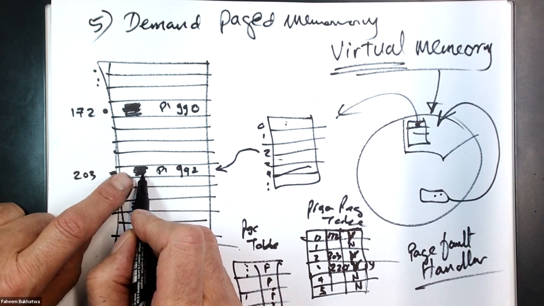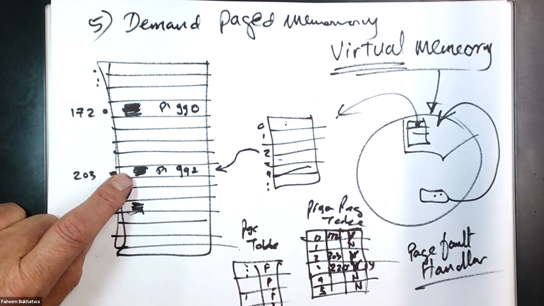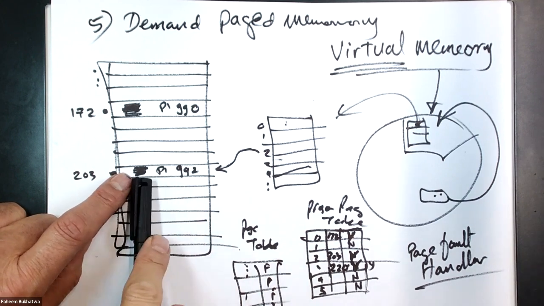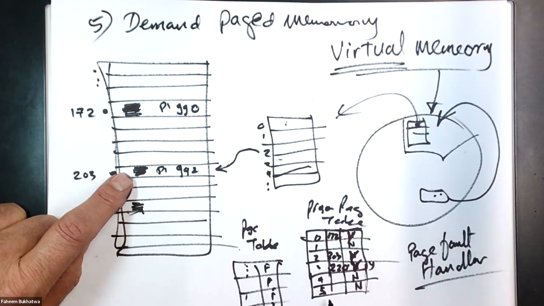Right. Page 5. You need to remember this sequence when a page is requested. The memory manager goes to the page table and looks for the program page 5. Are you in memory? No. What does that mean? It means this is a page fault. Call the page fault handler.